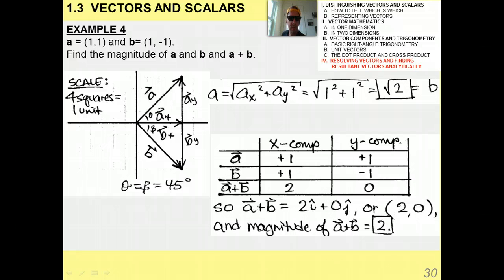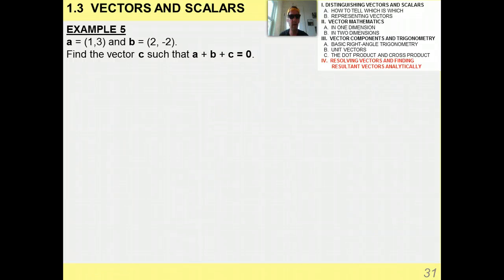And to do A plus B, here's my finding a resultant vector. So here's my table: x components, y components. Notice that A plus B has no y component. Visually, it's because it points along the x-axis. So I have A plus B is (2, 0), or 2i hat. I wouldn't even have to say 0j hat. And the magnitude of A plus B is, in fact, 2 by the Pythagorean theorem.